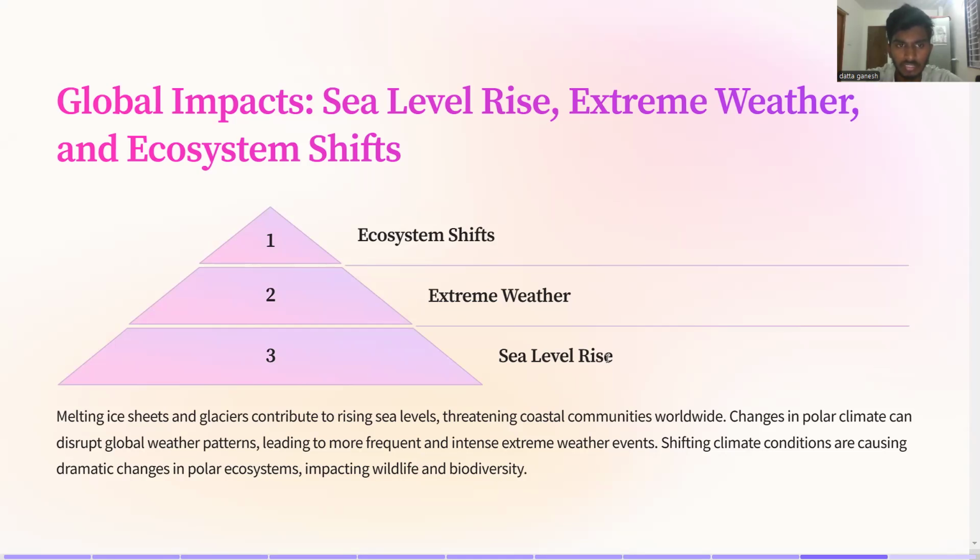As we can see in this pyramid, the topmost level is ecosystem shift, the second level is extreme weather, and the third one is sea level rise.